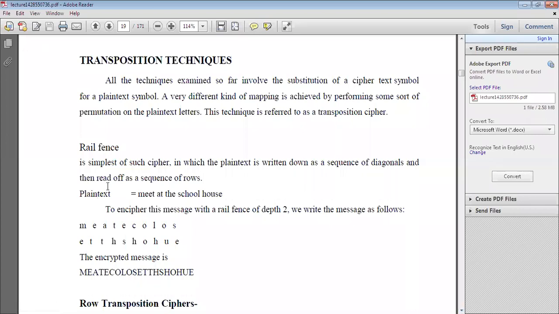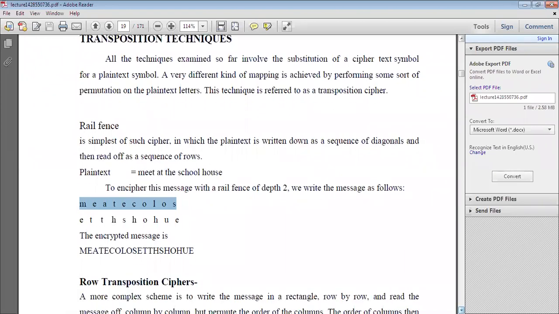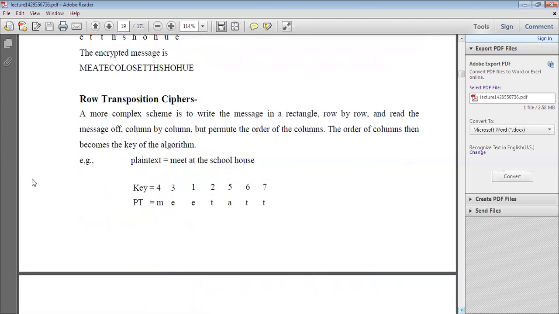In the rail fence technique, you want to send this information: meet at the schoolhouse. Simply write it based on rail fence depth 2, and finally you can transmit the ciphertext like this: MEATECOLOS. In a similar way we use row transposition ciphers. In row transposition ciphers, first you take the plain text and decide the key length, which generally you use as 7.